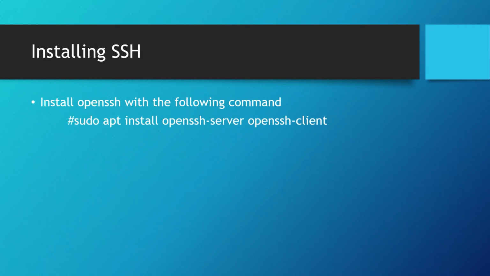Now, to install OpenSSH, we do a basic sudo apt install, and then you can do openssh-server or openssh-client based on your role. I would recommend just doing both so that you can perform either role on any machine.